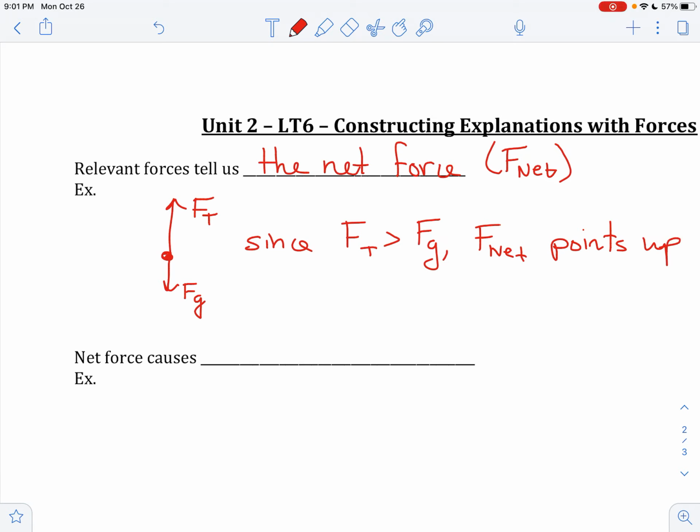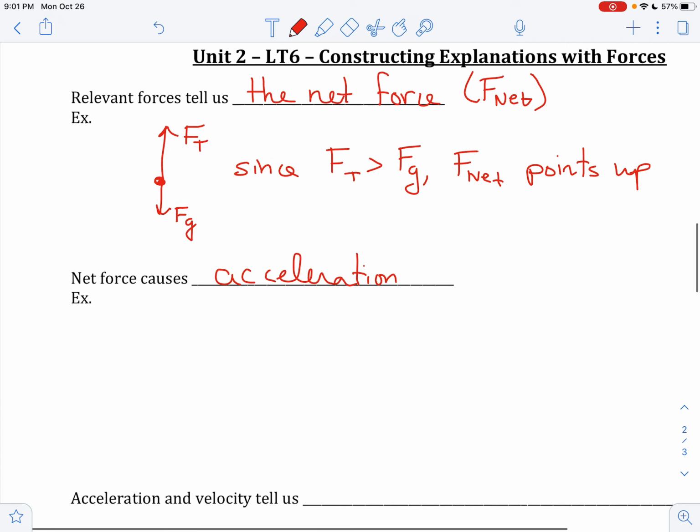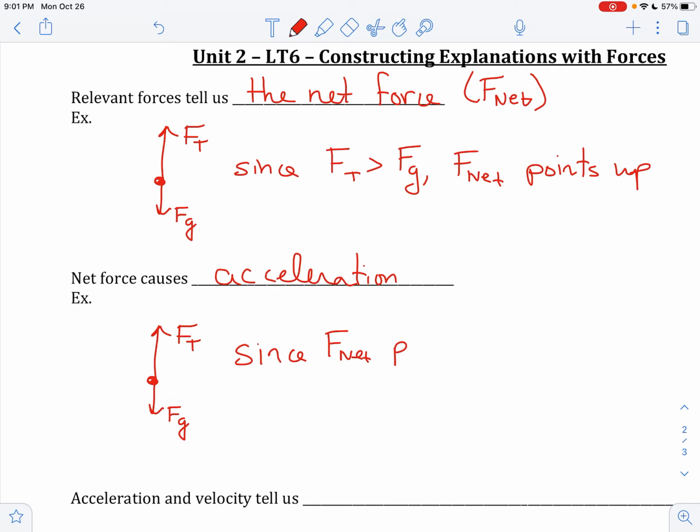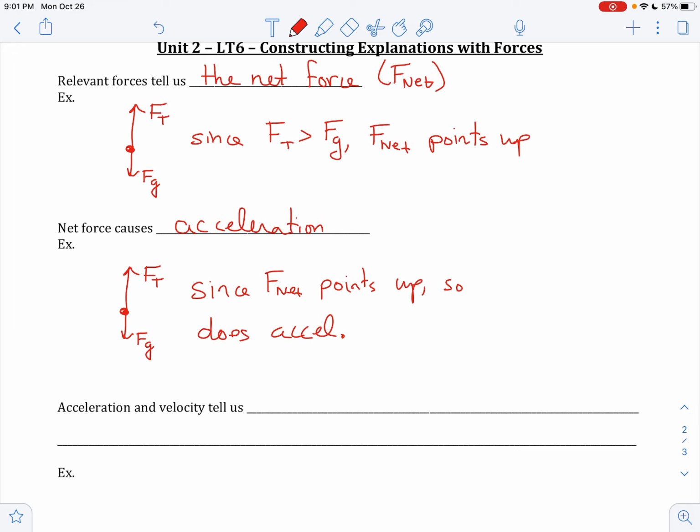So now that we know the net force causes acceleration, we're going to use the same example, same FBD here. And so we'd say since F net points up, so does acceleration. F net causes acceleration, so whatever direction the net force points, acceleration will also point in that direction.